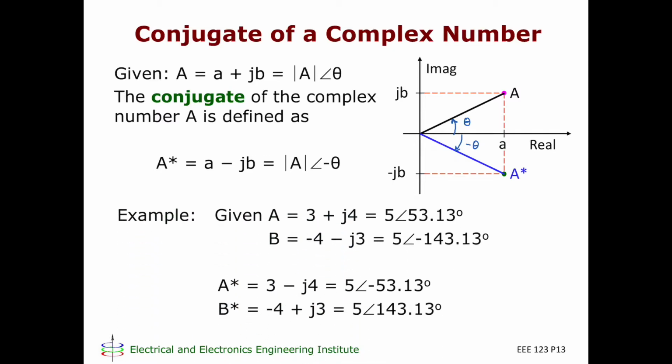Again, these are trivial examples. The conjugate of 3 plus j4 is 3 minus j4. The conjugate of minus 4 minus j3 is minus 4 plus j3. So if our complex number had a negative imaginary part, its conjugate would have a positive imaginary part. If the complex number had been 5 at an angle 53.13, its conjugate would be 5 at an angle minus 53.13. For b, which has a negative angle, the conjugate would have a positive angle.